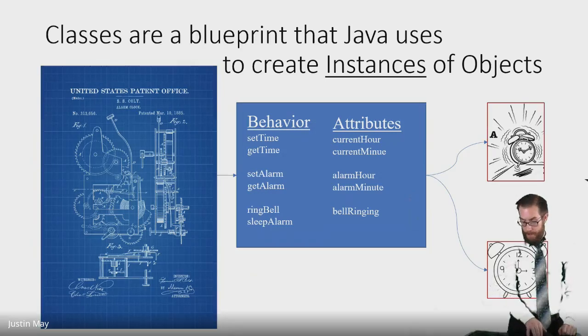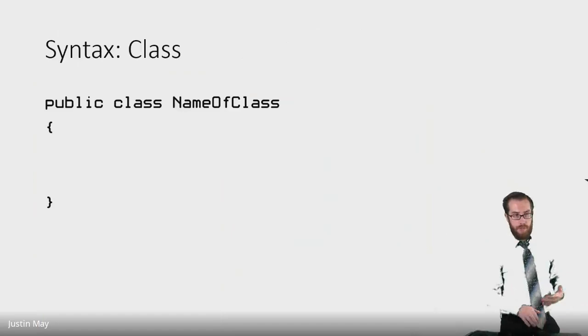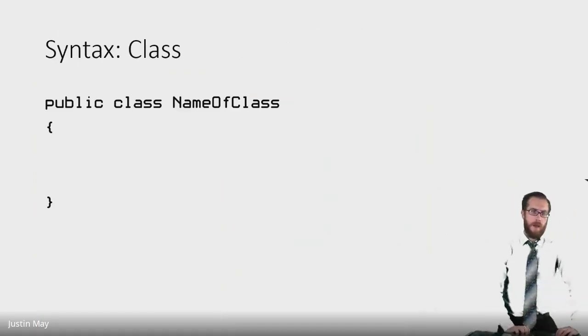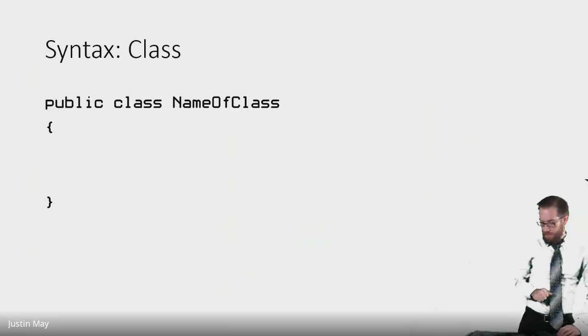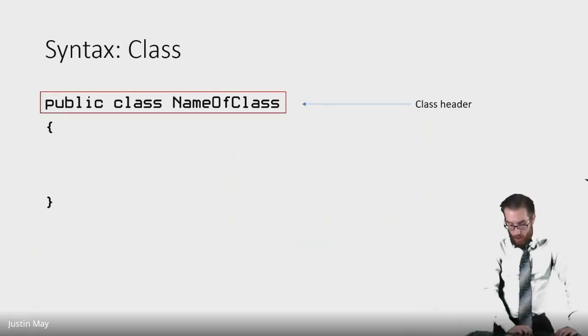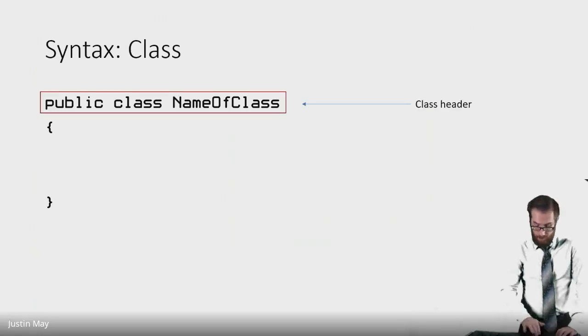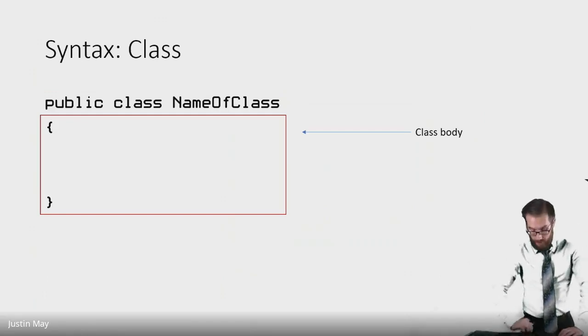The syntax for a class, what you actually have to write in your code to create a class, is very simple. This is it. Public class, name of the class, and some curly braces. That is all you need to write to define a new class. So this is what we call the class header. And the curly brackets show you what the class body is.